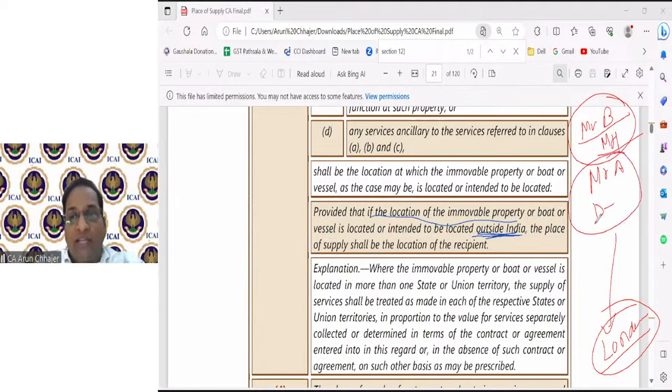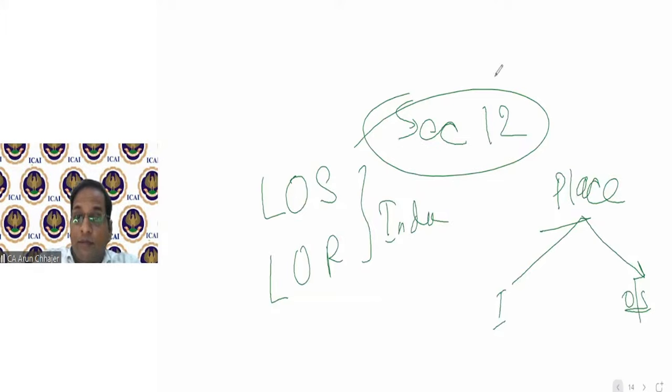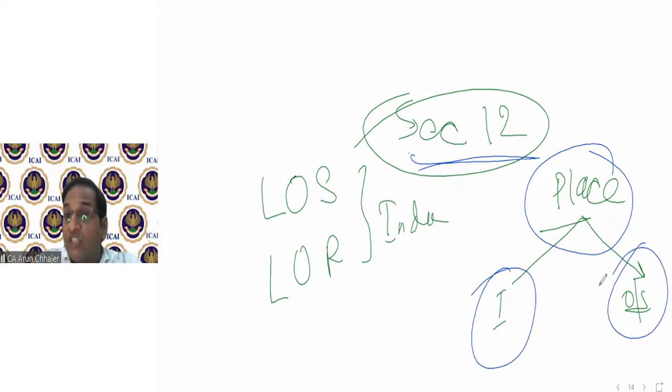He is giving the service to Mr. A, who is from Delhi. Both parties in India? Yes. But this time the service is actually being performed outside India. Remember this clause always. In Section 12, the place where the service has been given might be India or it might be outside India.